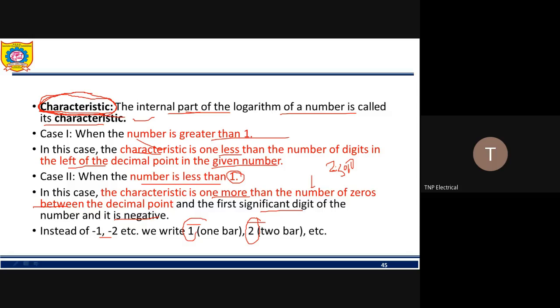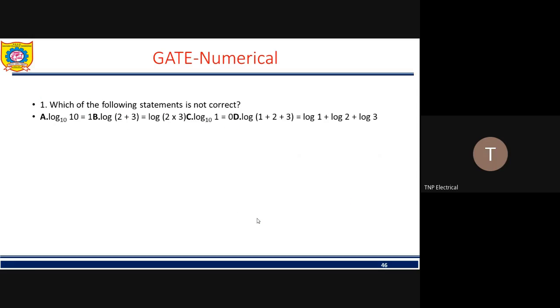Based on this, a 1 mark question is asked. Now, friend, let's discuss a simple numerical which was asked for 2 marks in the GATE 2017 exam. The question is, which one of the following statements is not correct? This we need to find out.